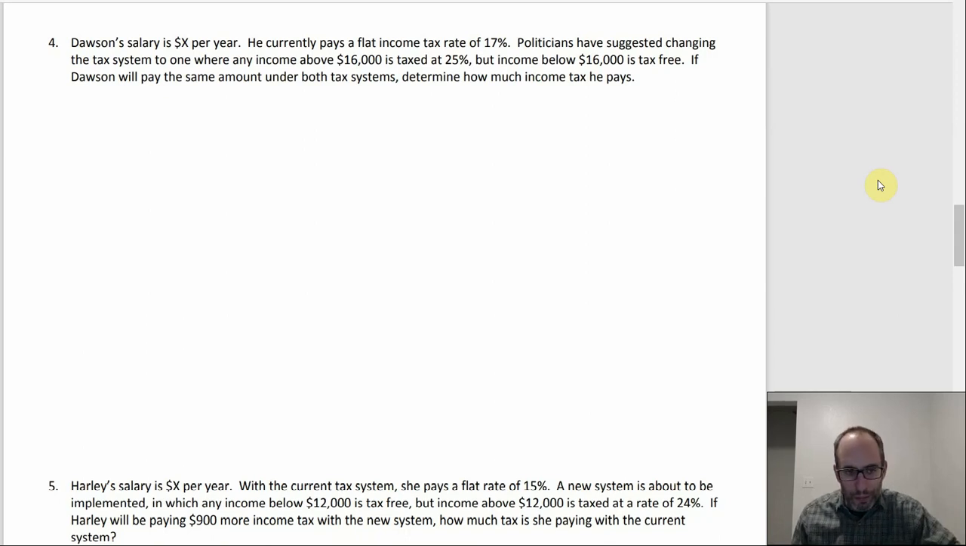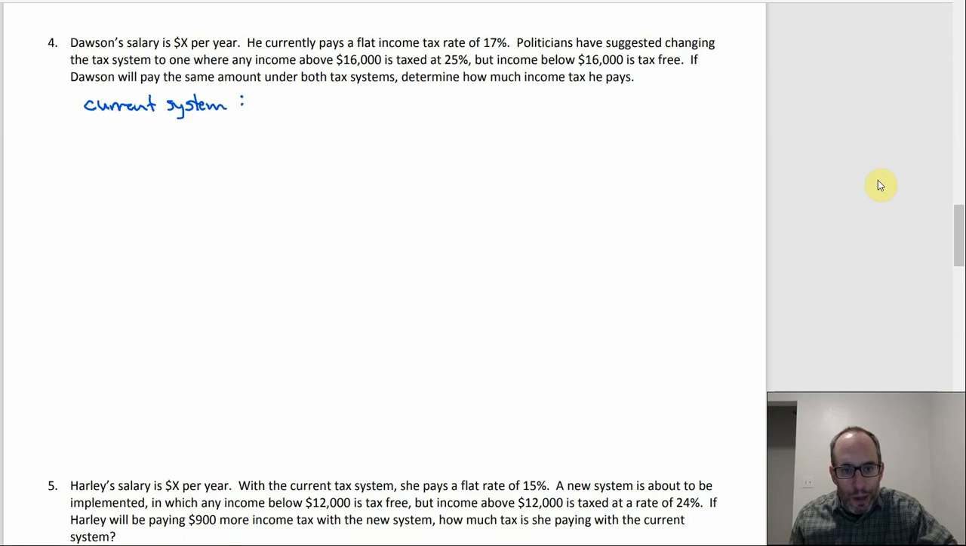So let's see, with the current system, he's paying 0.17 times X, right? Where X is his salary, right? It's just a flat tax. You take the salary, you multiply it by 0.17. But algebraically, you usually stick the constant out front, right? Writing it as X times 0.17 would make it harder to solve. And we're going to have to do that in a minute. So might as well set it up that way. All right, then the proposed system.